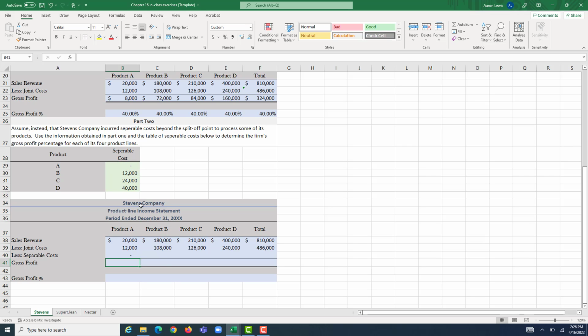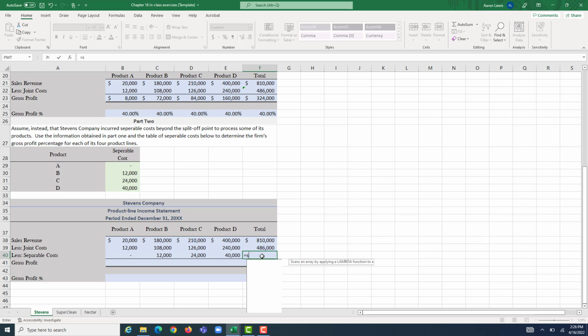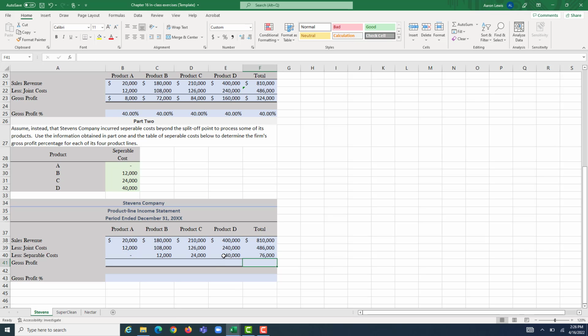There are no extra costs for product A. To finish product B, we're going to add another $12,000 in costs. To finish product C, we're going to have $24,000 in costs. And to finish product D, we're going to have $40,000 in separable costs. So in total, that's going to cause Stevens Company to have to pay a grand total of $76,000 to further refine, further produce, and finish these products.